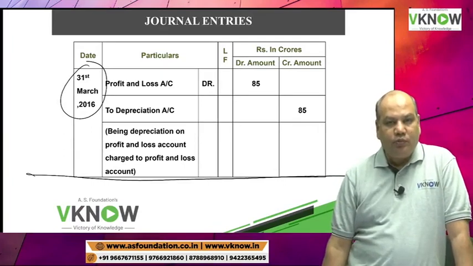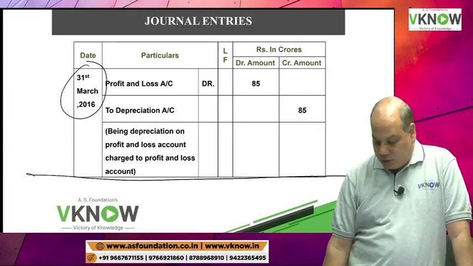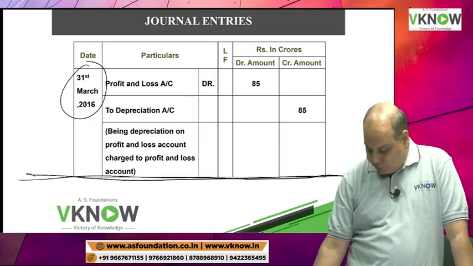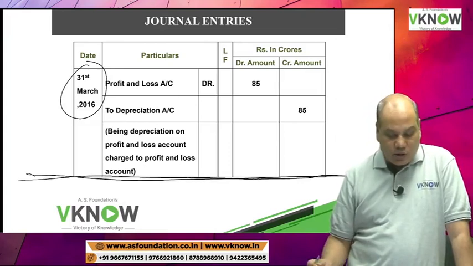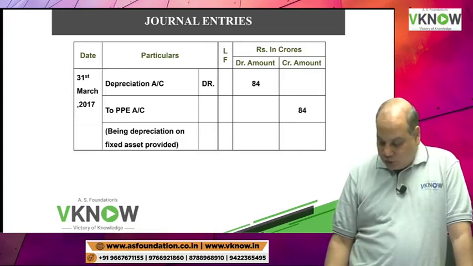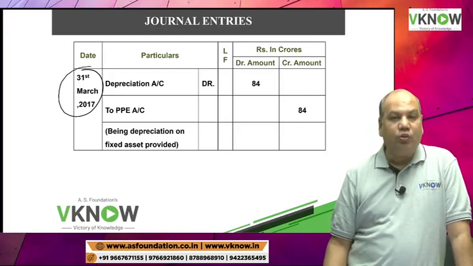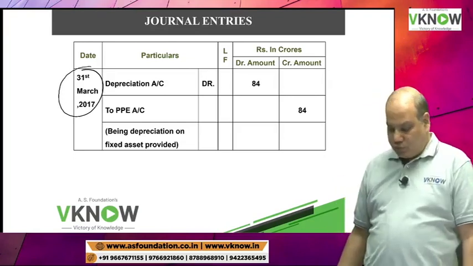Fourth year is over. P&L account debit to depreciation account 85. Draw one line. Fourth year is over, and just repeat these two entries in the last year. So this will give you a complete picture of how the accounting is done under para 46A. Exactly, this is what companies also do.